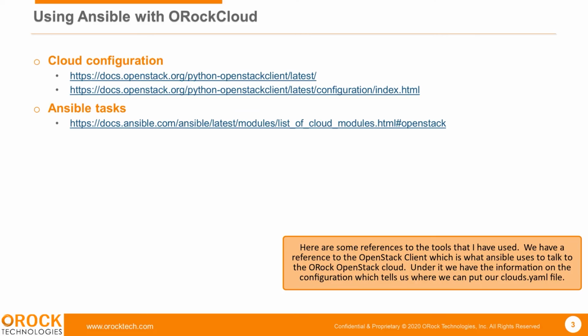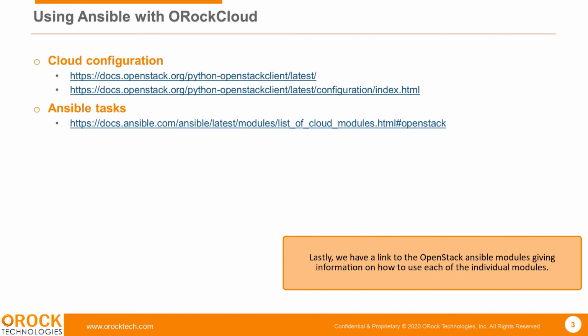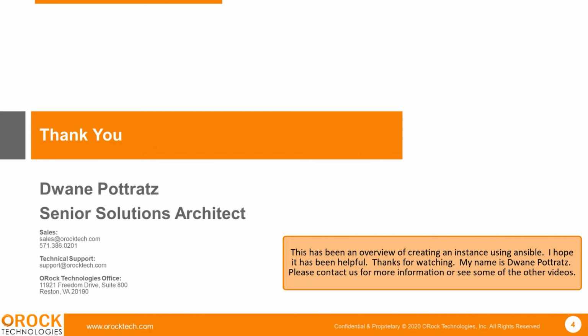Here are some of the references to the tools that I have used. We have a reference to the OpenStack client, which is what Ansible uses to talk to the ORock OpenStack cloud. Under it, we have the information on the configuration, which tells us where we can put our clouds.yaml file. Lastly, we have a link to the OpenStack Ansible modules, giving information on how to use each of the individual modules. This has been an overview of creating an instance using Ansible.